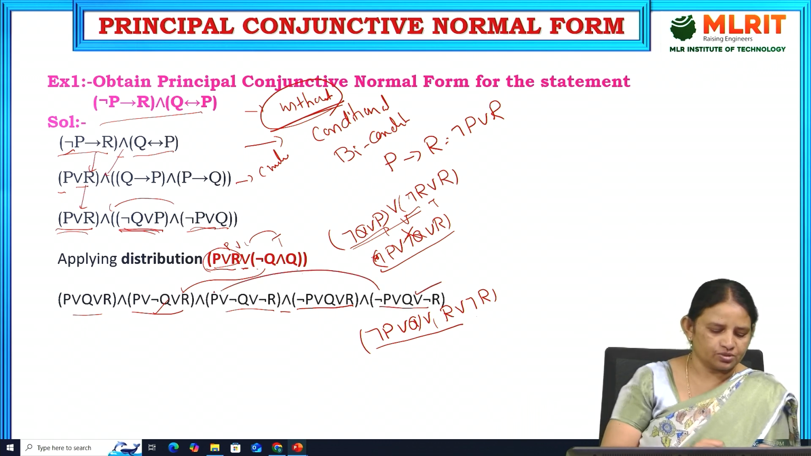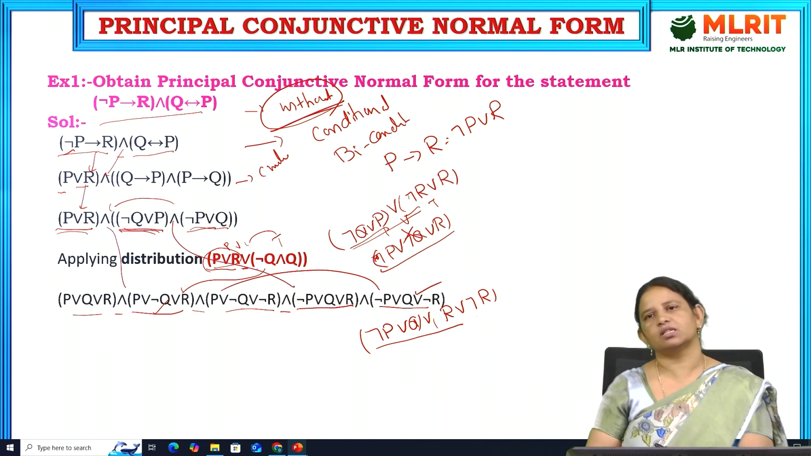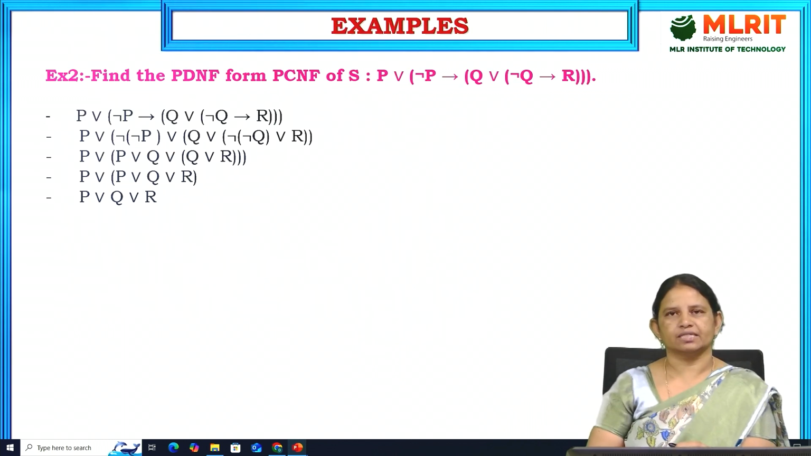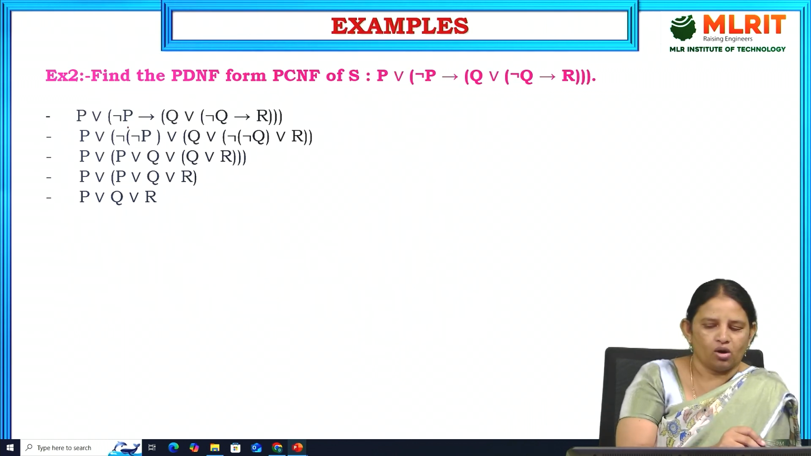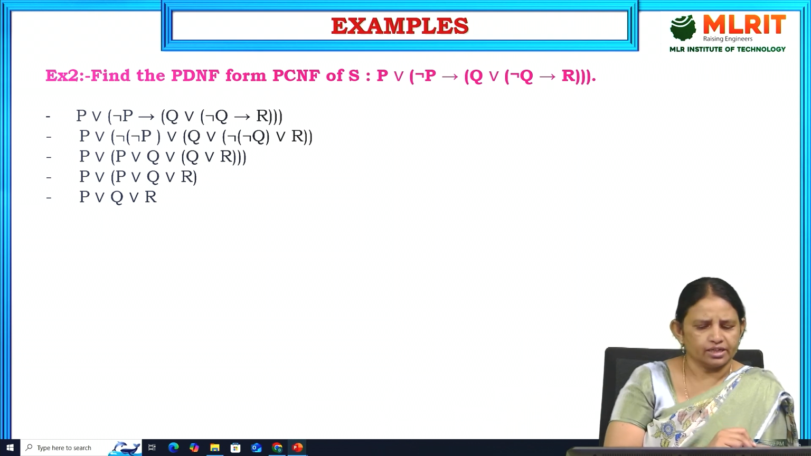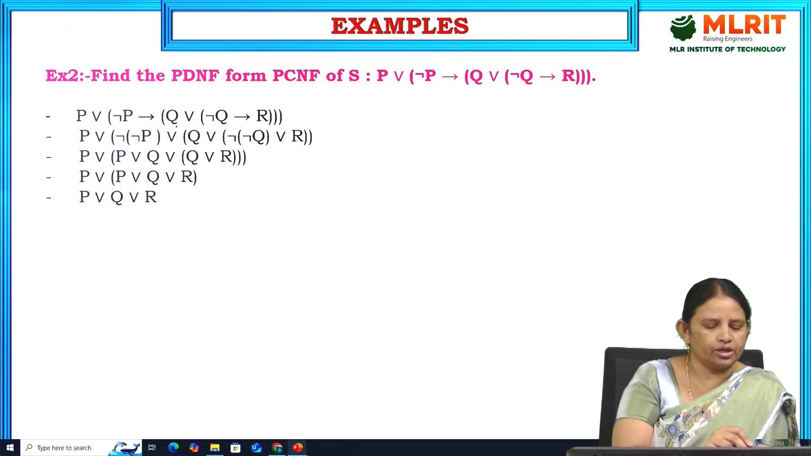These max terms are combined using the symbol called product. Here there is a product. The product of max terms is the PCNF. Next, consider one more example to get the required format of PCNF: P or negation P implies Q or negation Q implies R.